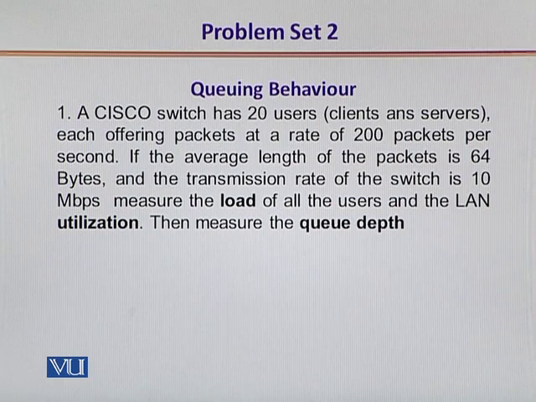If there's a Cisco switch with 20 users, which could be either clients or servers or both, if each is offering packets at a rate of 200 packets per second, and if the average length of the packets is 64 bytes, which is the smallest packet of course, and the transmission rate is 10 megabits per second, can you mathematically determine the load of all the users aggregated and the LAN utilization? And with this utilization, can you give the queue depth?